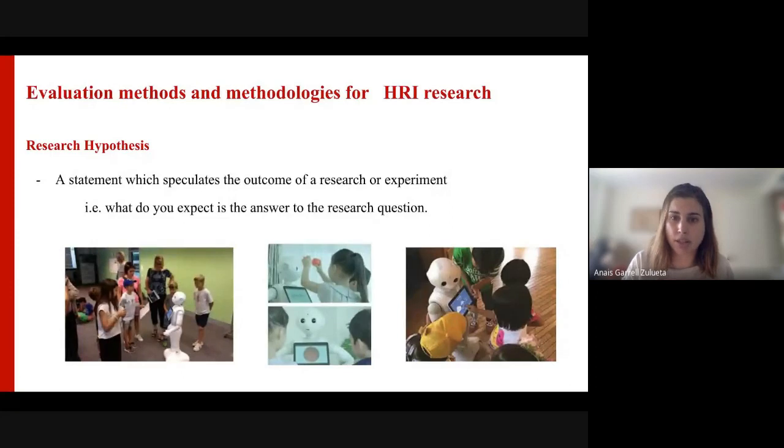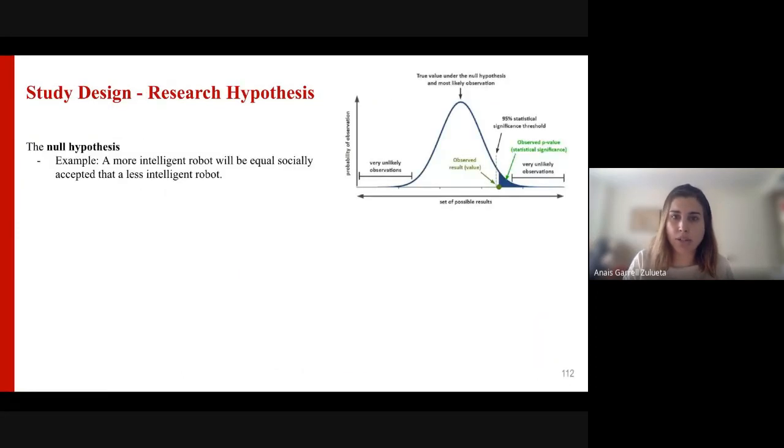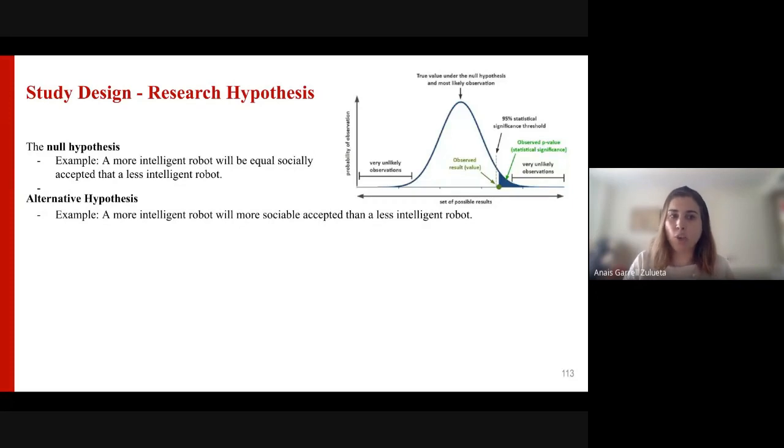This is the hypothesis. Imagine we have the null hypothesis, which is something that we want to reject, and we have the alternative hypothesis. The alternative hypothesis is the thing that I want to accept, to demonstrate. And the only way to accept my alternative hypothesis is by rejecting the null hypothesis.